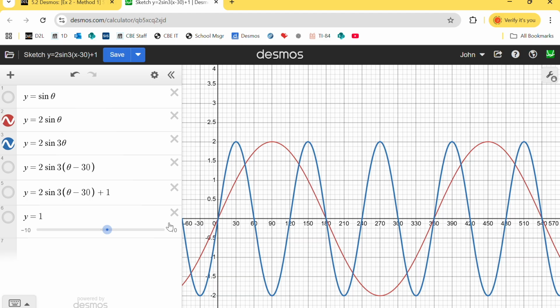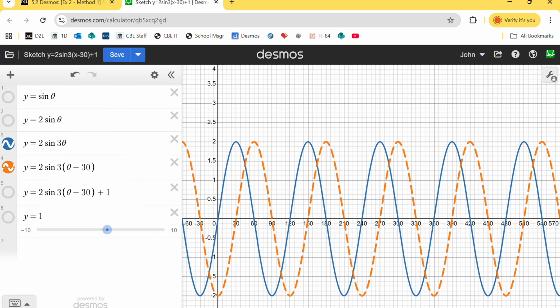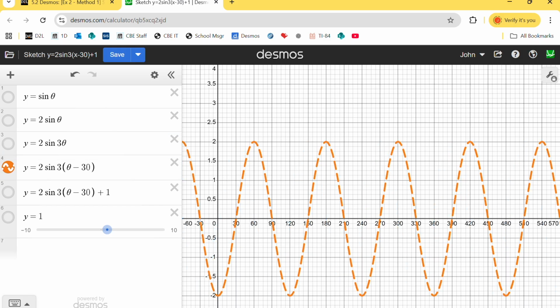So I'm going to get rid of the old one, the red one. And now I'm going to apply a horizontal phase shift of 30 degrees to the right. So what do I expect with the blue graph? It's going to move to the right by 30 degrees, and that's what we see from 0, 0 to 30, 0. Okay, 0, 0 to 30, 0. Likewise, 32 to 62.